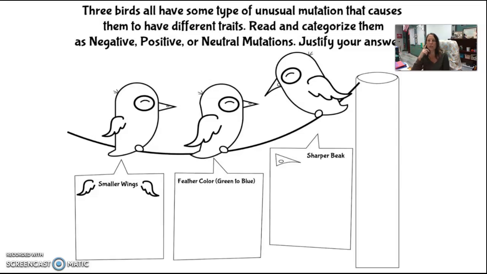And then the last one is sharper beak. So that one probably we'd say is a positive. A sharper beak, it's probably more easily able to get to its food or even protect itself if it needs to. So it's probably a positive. Again, if it needs to eat really wide seeds and needs to have a wide beak and it's sharper, that might be a negative for it. So we can, again, maybe come up with a reason it might be a negative mutation, but it's probably most likely to be a positive mutation.